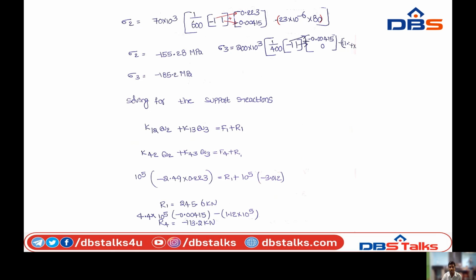Why? Because I'm calculating based on only those two nodes, because those are fixed nodes. Based on nodes, 1 and 4 are fixed nodes here. This is the simple problem on a stepped bar. It is very important.